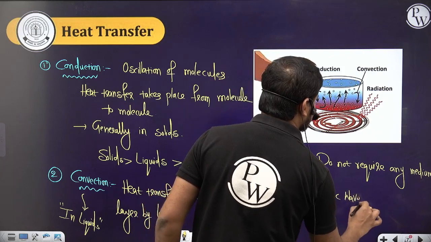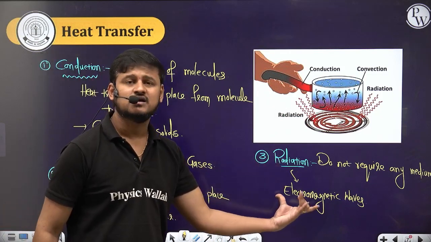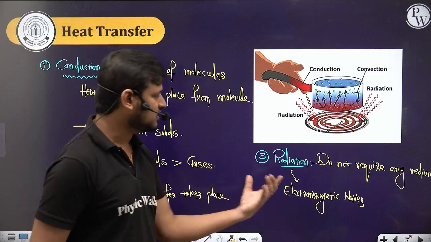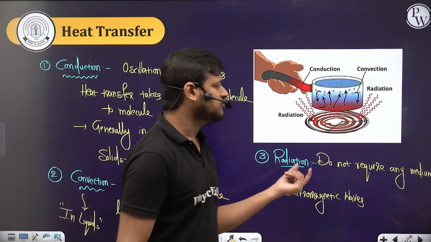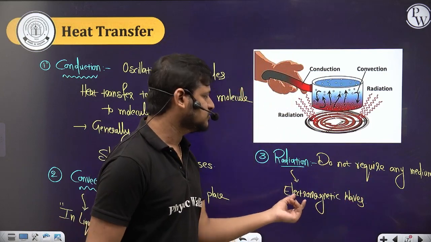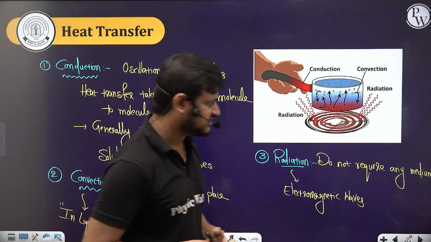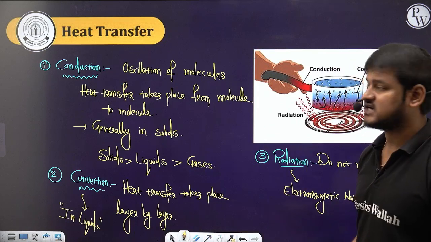So what are these electromagnetic waves? What is their range? All these things you'll study in the chapter called electromagnetic waves. We have a separate chapter for that, in class 12th, so there we'll study it. Okay. So as of now, the radiation does not require any medium. The heat transfer takes place through electromagnetic waves. Clear? Chalo, good. So these are the three modes of heat transfer.